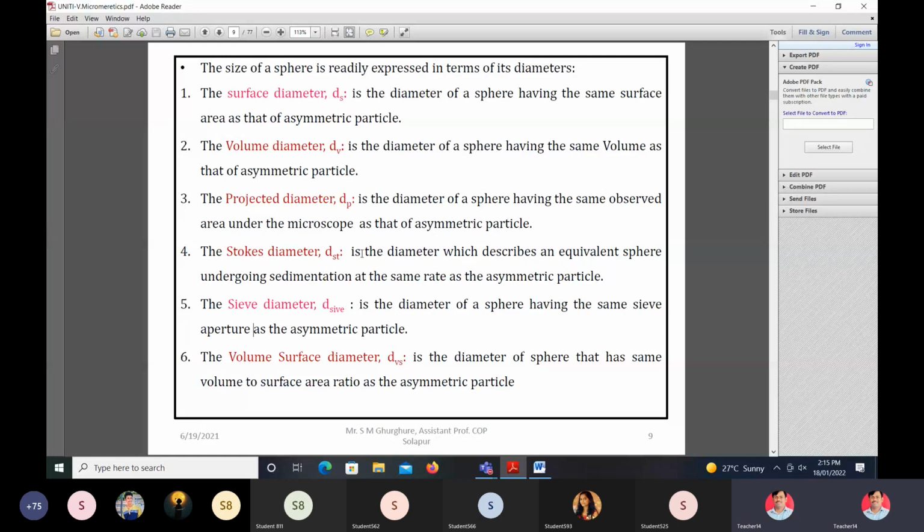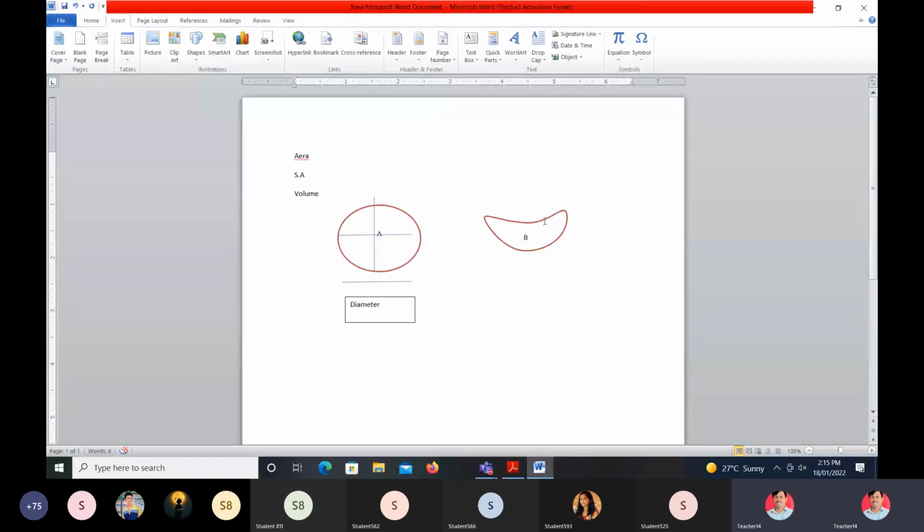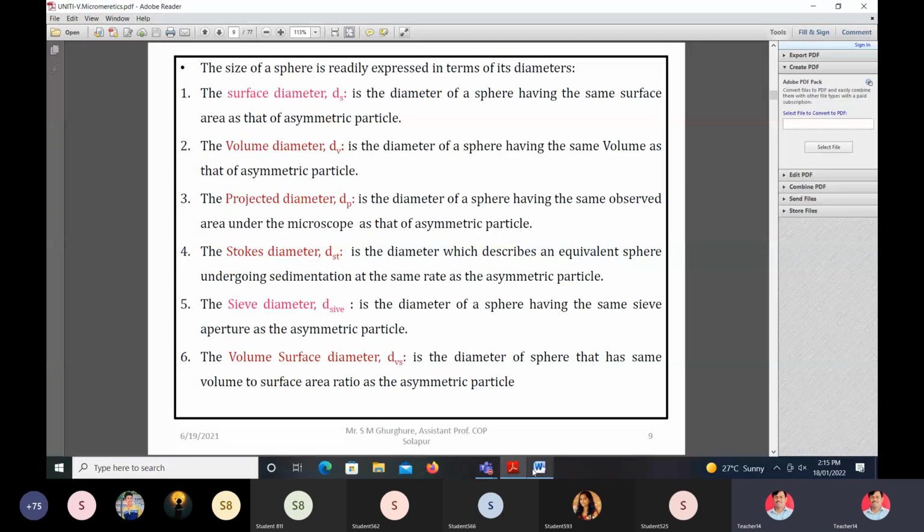All these diameters are used when the particles are asymmetric in nature. If the particle is symmetric, its size is measured with the help of the diameter. If it is asymmetric, then we measure the different types of equivalent diameters: surface diameter, volume diameter, projected diameter, Stokes diameter, sieve diameter, and volume surface diameter.